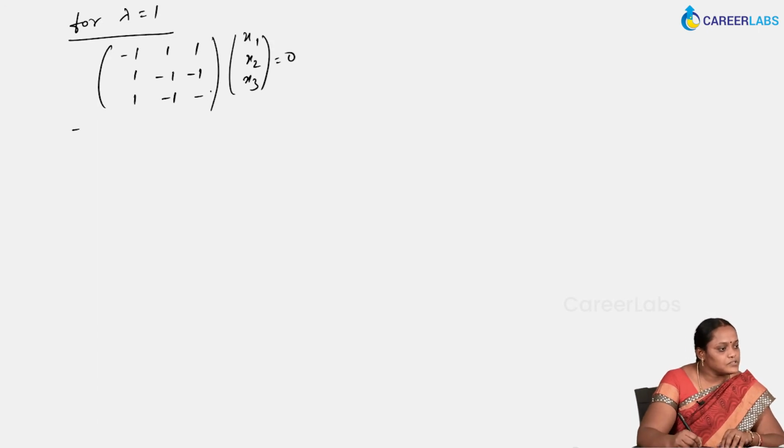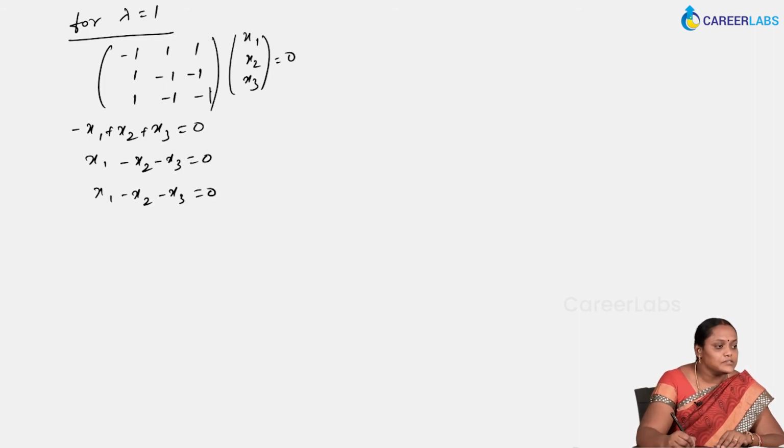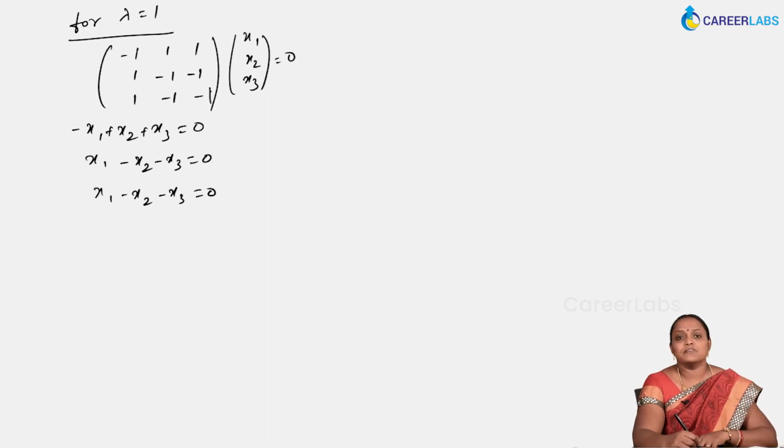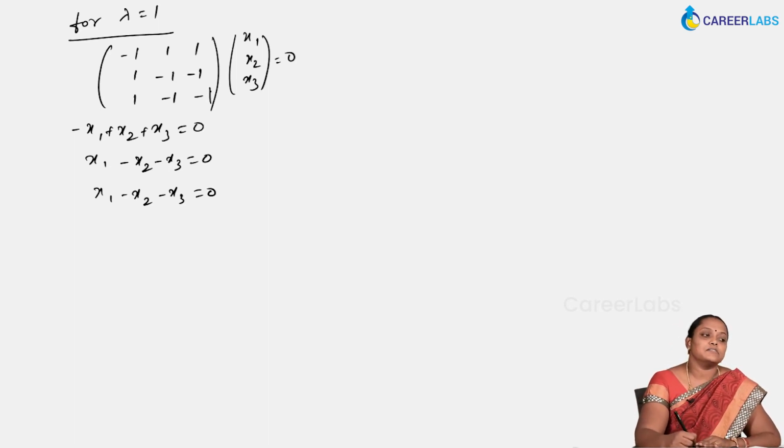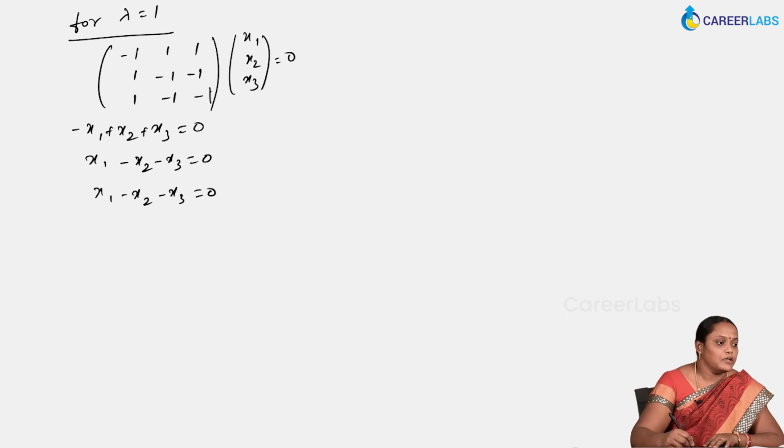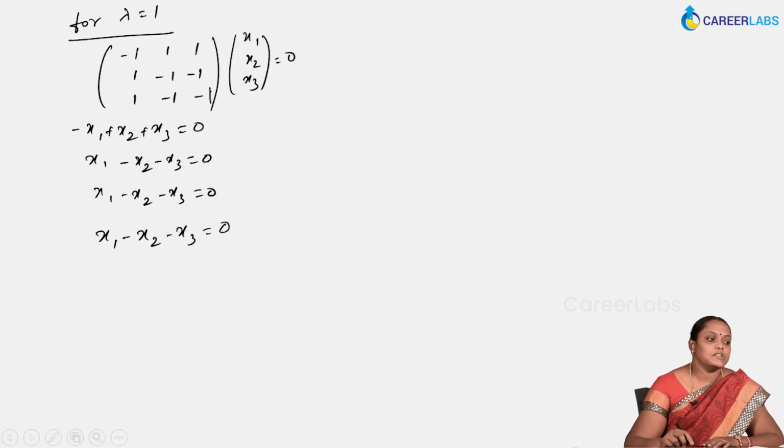When you write the equations, this will be minus x1 plus x2 plus x3 equal to 0. Next, x1 minus x2 minus x3 equal to 0, and x1 minus x2 minus x3 equal to 0. Now see here, when you multiply the first equation by a negative sign, all three equations are the same. So, we have only one equation with three unknowns. We are supposed to find all three values with the help of only one equation.